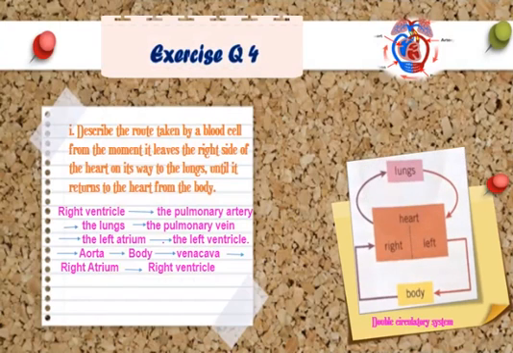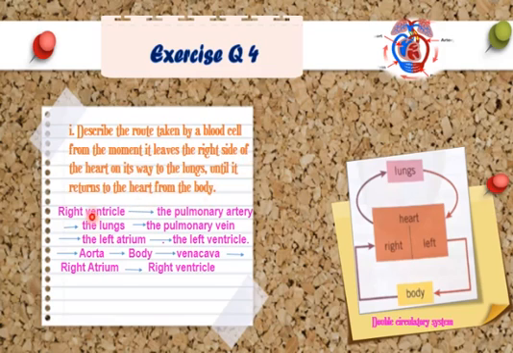So let's begin with question number 4 of your exercise, because it is a summary of what we have done right now, that is blood circulation. So we need to see it with the topic. Describe the route that is taken by the blood cell from the moment it leaves the right side of the heart on its way to the lungs until it returns to the heart.